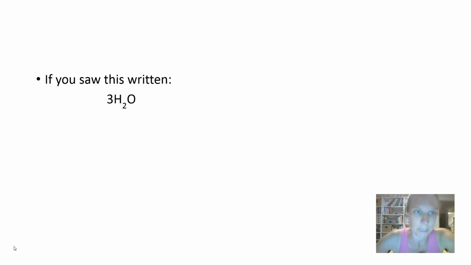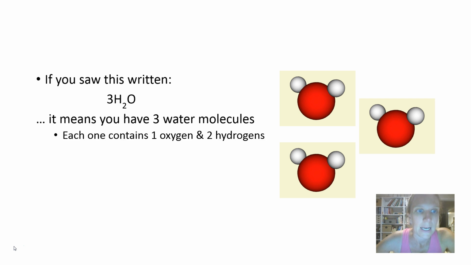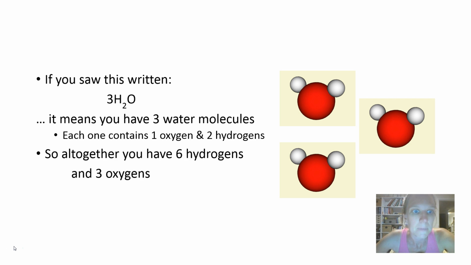If you saw this written down, so 3H2O, that would be telling you that you have 3 water molecules. Each of those water molecules contains 1 oxygen and 2 hydrogens, as we discussed a minute ago. Altogether then, you would have 6 hydrogens, because 2 hydrogens per molecule times 3 molecules, 2 times 3 is 6. You would also have 3 oxygens, because once again, 1 oxygen per molecule times 3 molecules, or 1 times 3 is 3.